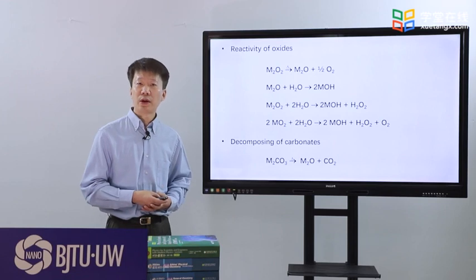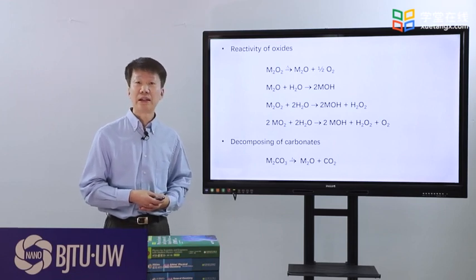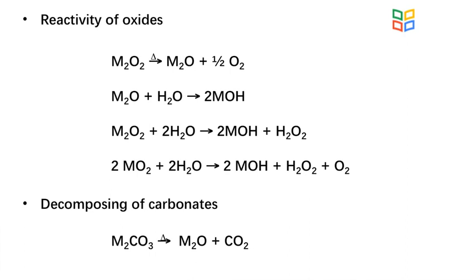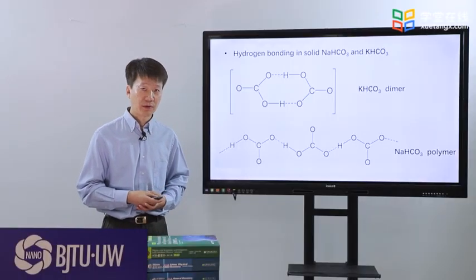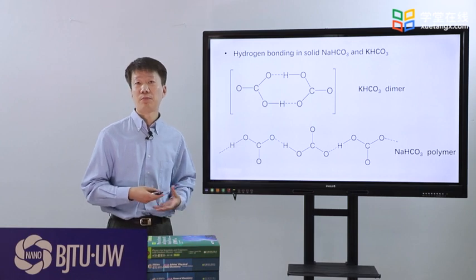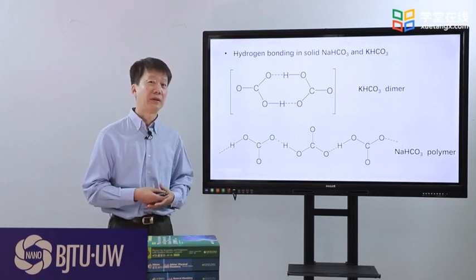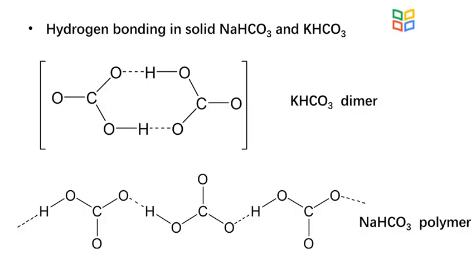All the Group 1 peroxides decompose on heating. All the alkali metal oxides, peroxides, and superoxides react with water, and all the carbonates are not thermostable. It's found that the solid-state structures of sodium bicarbonate and potassium carbonate exhibit hydrogen bonding. In potassium carbonate, the anions are associated in pairs, while in sodium bicarbonate, polymeric chains are present.